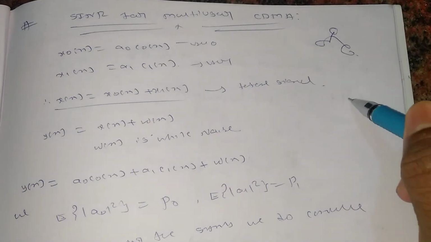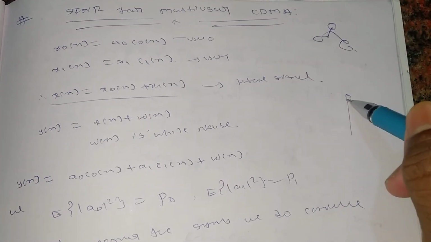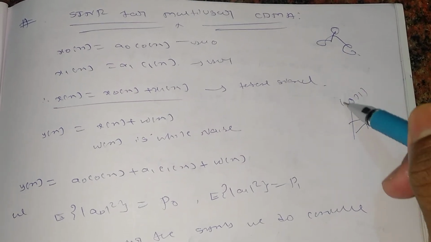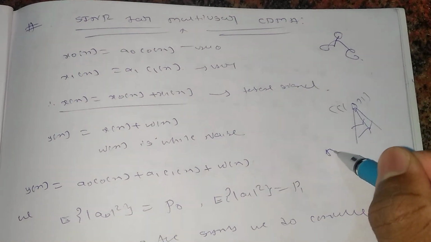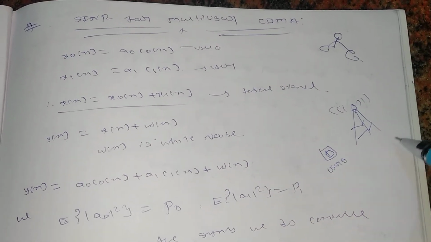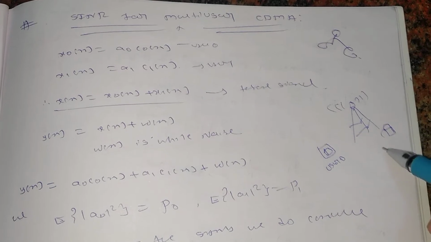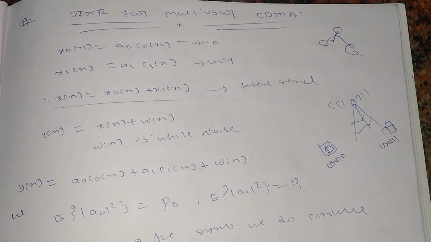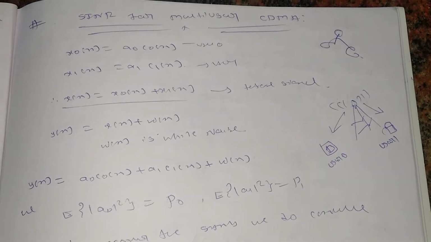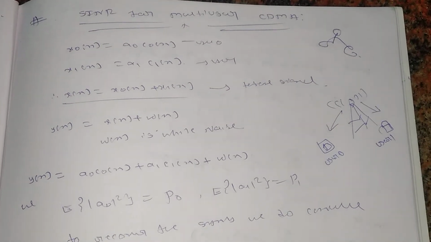So assume that there is a base station, something like this. Assume that it's a base station, and there are two users. Let us say user zero, and let us say user one. He will be receiving the signal from the base station and this guy will also be receiving the signal from the same base station.